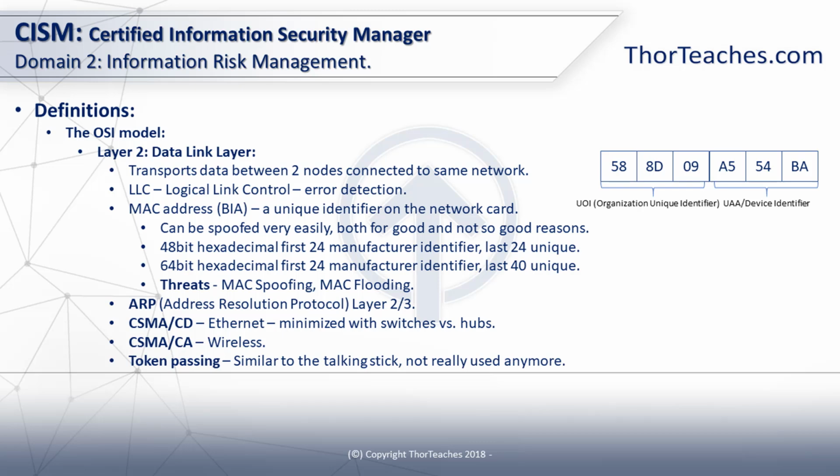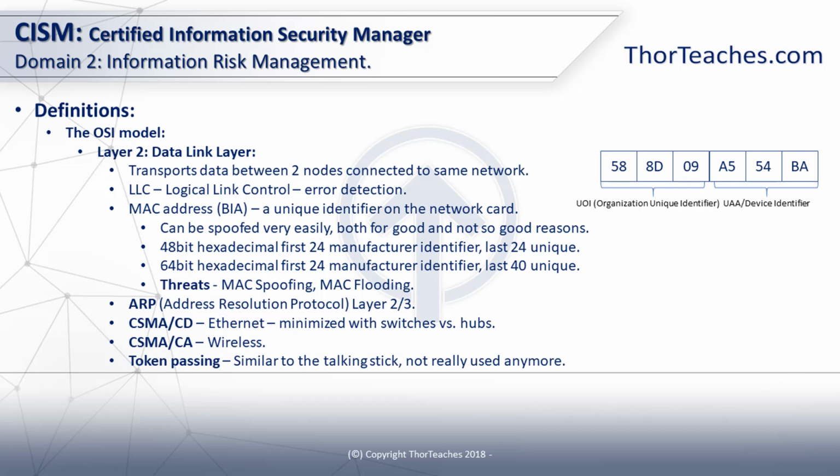The most common threats on layer 2 are MAC spoofing and MAC flooding. We just talked about the spoofing, and we'll cover the MAC flooding a little bit later. On layer 2, we also find that Address Resolution Protocol, or ARP, is considered a layer 2 and 3 protocol. Some of what it does happens on layer 2, some on layer 3. We also have CSMA-CD or CSMA-CA on layer 2. CSMA is the abbreviation of Carrier Sense Multiple Access. CD is collision detection. CA is collision avoidance.